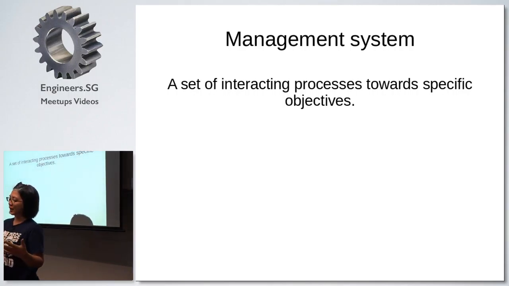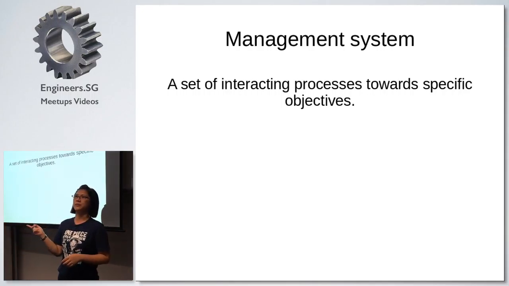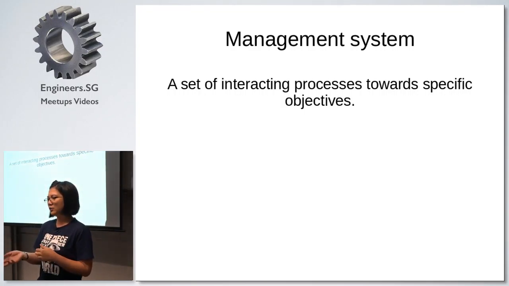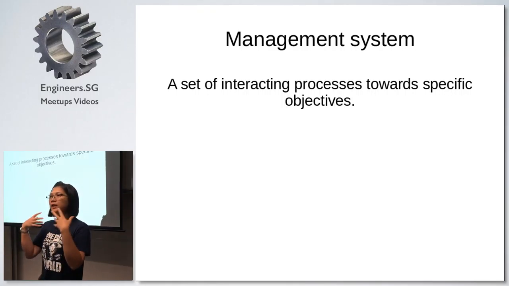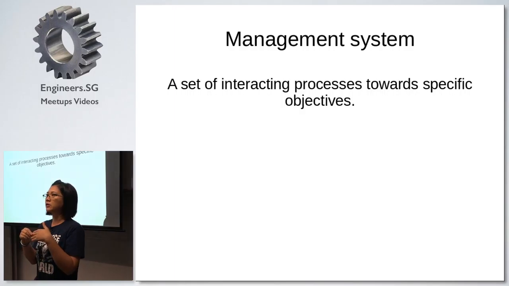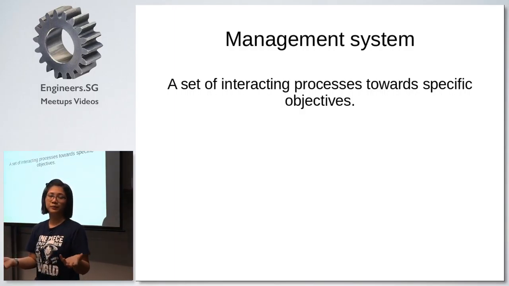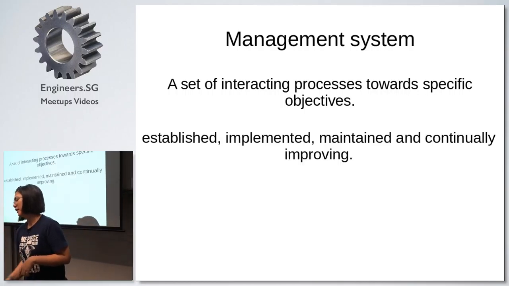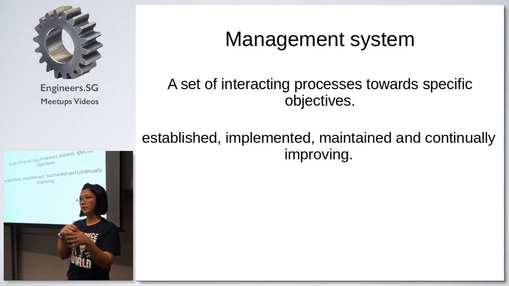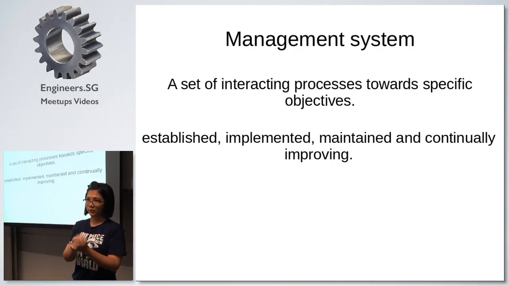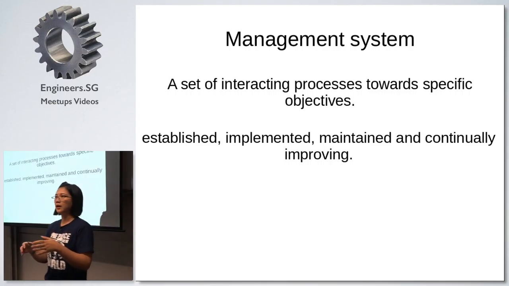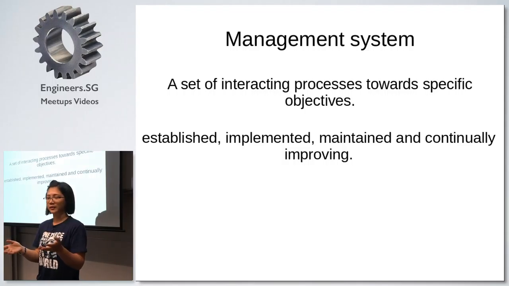I want to just introduce the people who are not yet familiar with this term management system. In 27,000 or in any of the ISO management standards, we don't deal with systems in terms of, oh, it's an email system, this is a chat system, blah, blah. We don't think of system at this level. We are talking about a management system for the whole organization. Meaning, these processes that interact with each other are established. So someone has an idea or there is a clear idea of what it is. It is implemented, put into job, and maintained and continually improving. So this is like the basic requirement that any ISO management standard will have, right?